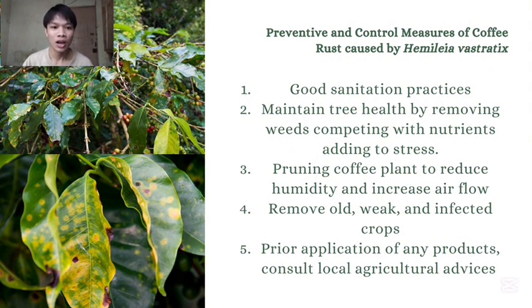Next is pruning coffee plants in order to reduce humidity and increase airflow. So cutting back some branches allows more air to flow and reduces moisture around the plant. This creates an environment less favorable for the fungus, which thrives in damp conditions.